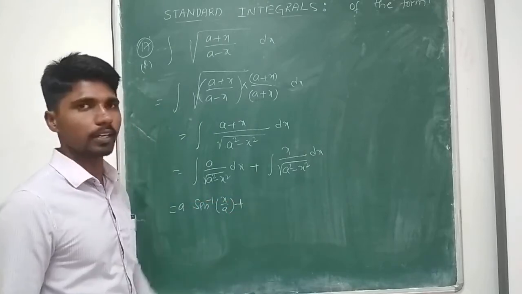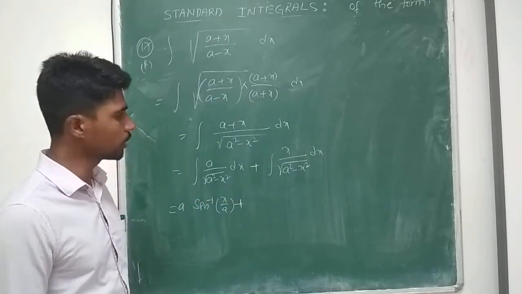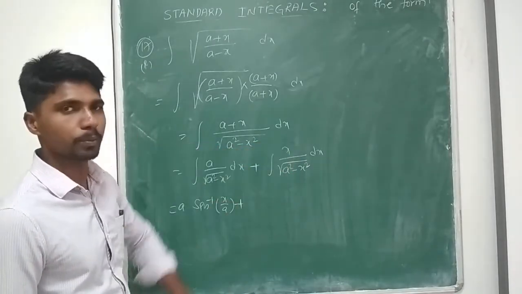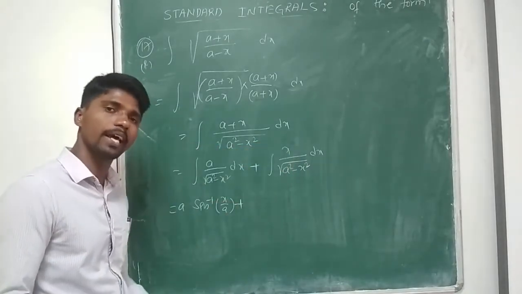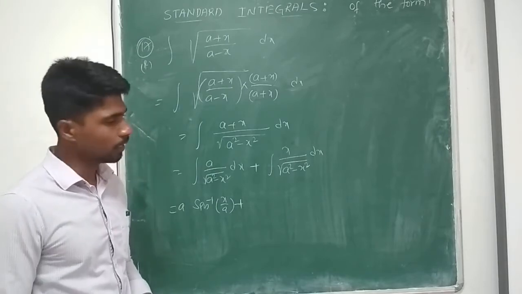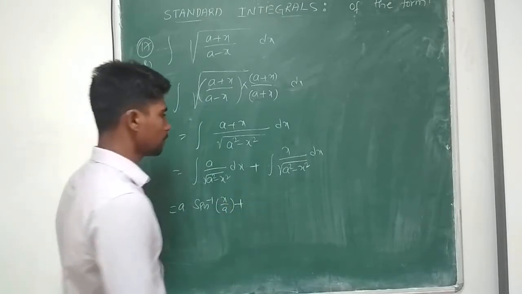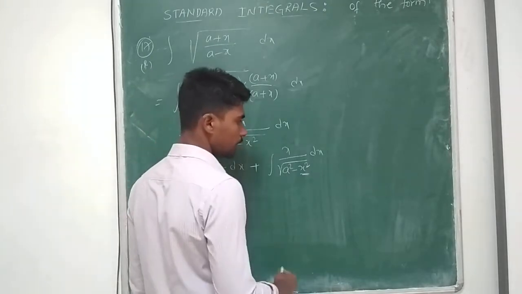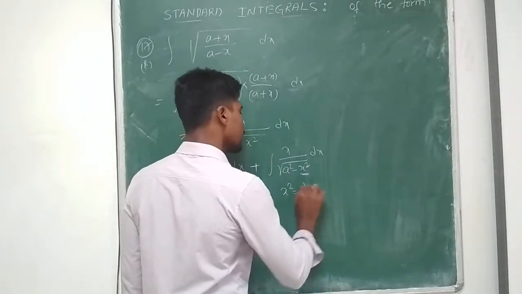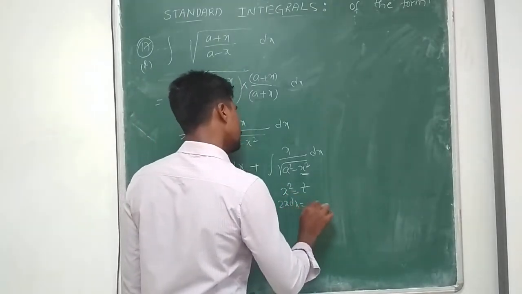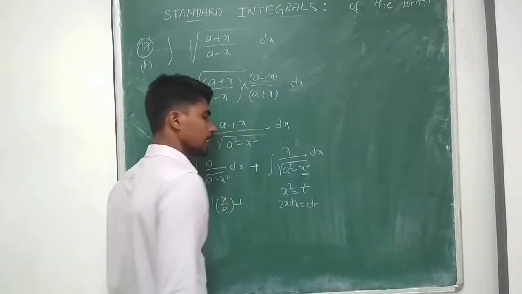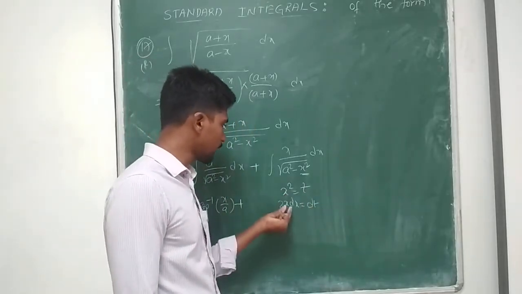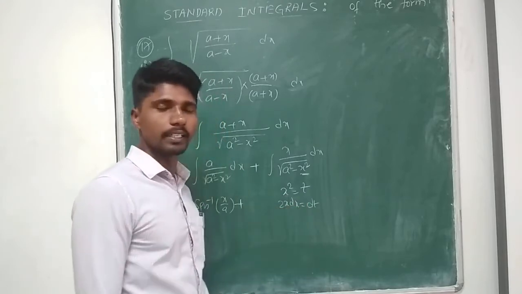But coming to this, it is not a direct form. So I have to use a substitution. Only if it is in the denominator, then I can go for direct application. But I have x in the numerator. So for that purpose, I am considering this x square as t. If I take x square as t, 2x dx will be equal to dt.